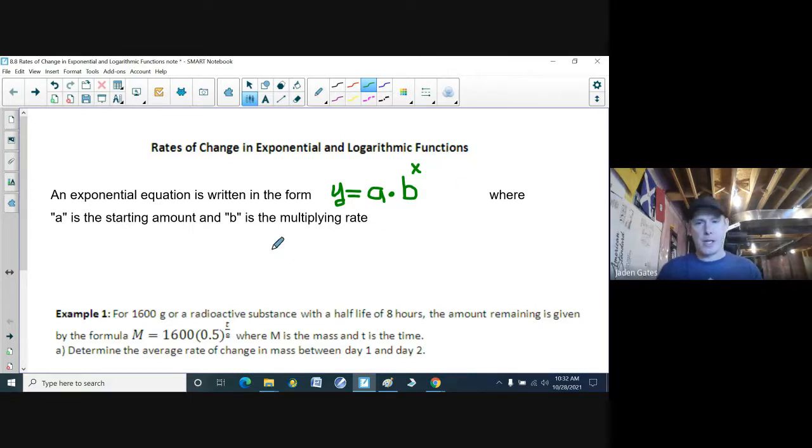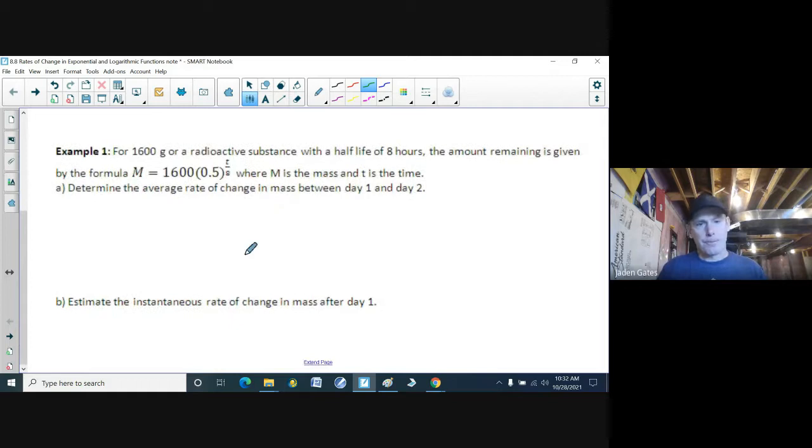What we're going to come up with is finding the rates of change, estimating the rates of change, in some cases. So example 1: for a 1600 gram sample of a radioactive substance with a half-life, which we've talked about, half-lives and doubling times, of 8 hours, the amount remaining is given by the formula m equals 1,600 times 0.5 to the power of t over 8, where m is the mass and t is the time. Determine the average rate of change between day 1 and day 2.